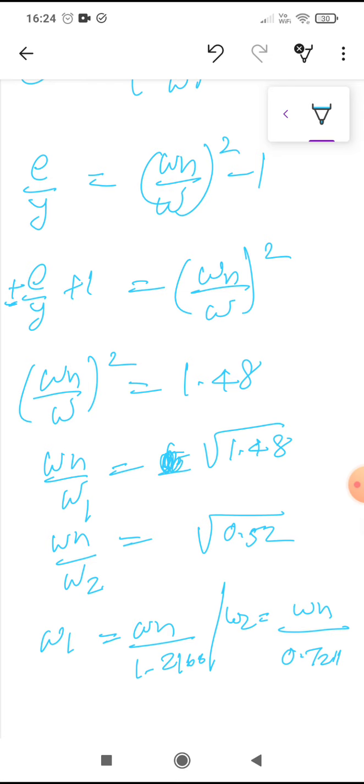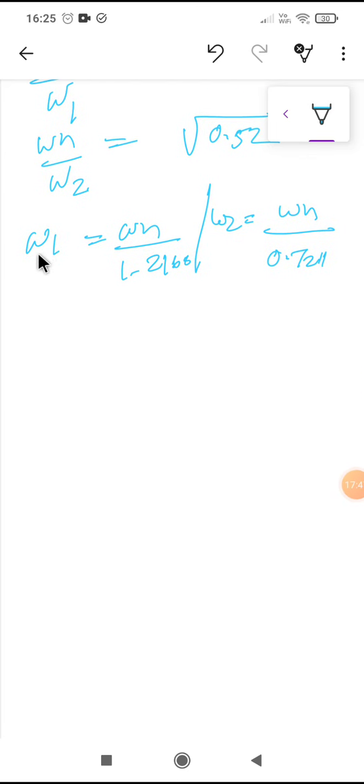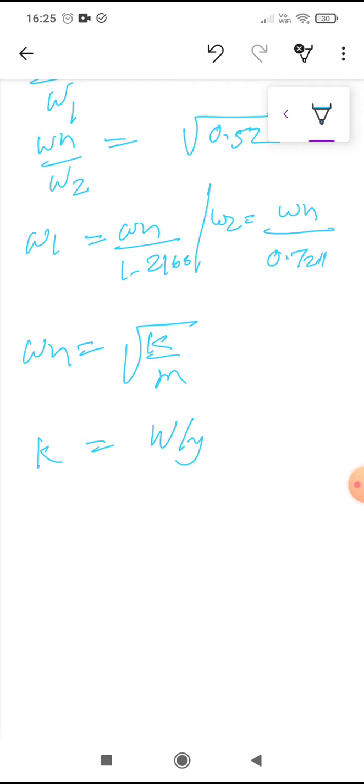Now we have to find omega n also. To get omega 1 and omega 2, omega n is nothing but under root k by m. What is k? k is the stiffness here. The value of k is w by y, that is dynamic load divided by deflection. So the value of k will be 36815 Newton per meter.